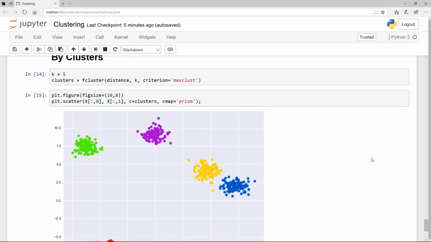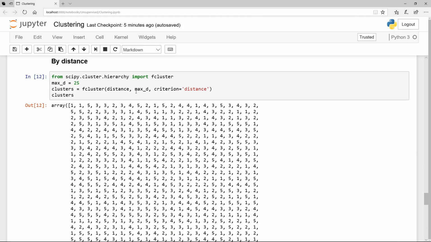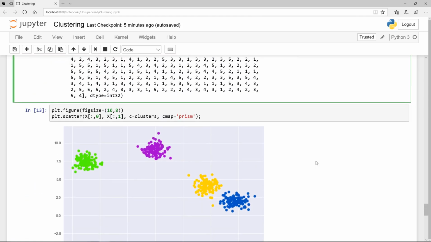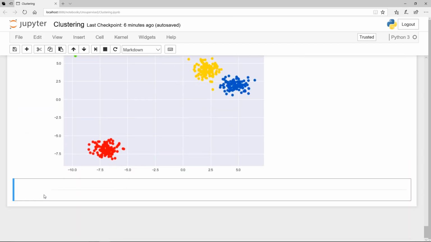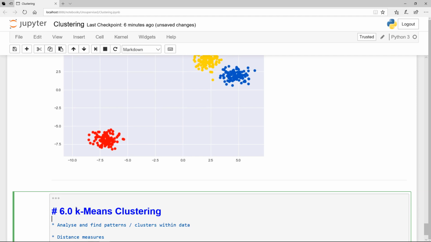And we figured out that there were two ways. One is by distance, which is this one here. It's by distance, using the fcluster by distance. Or the second way is that we use the number of clusters based on the number that we specify here. So in this session, we're going to progress a little bit further. Now we're going to look at k-means clustering, as I promised previously.